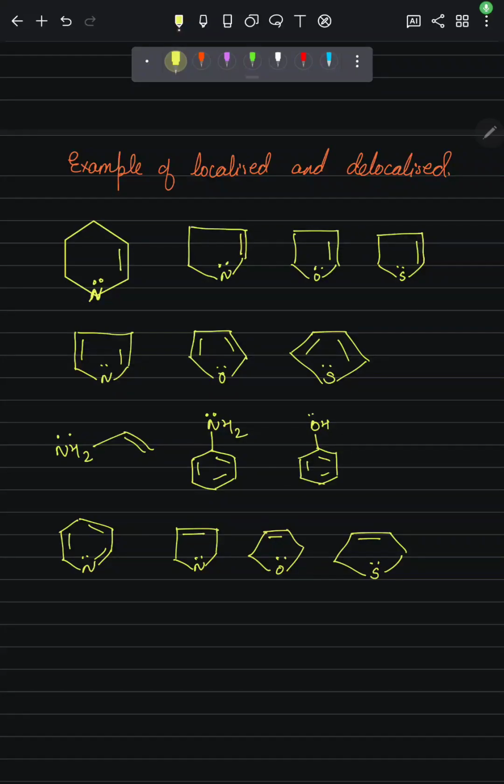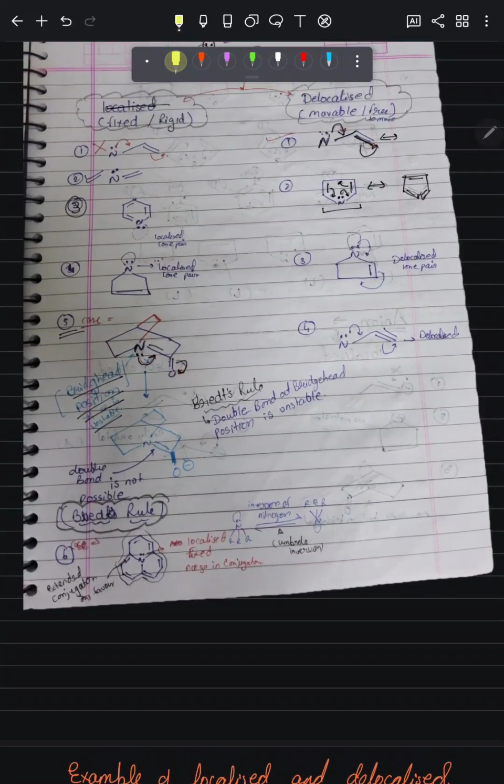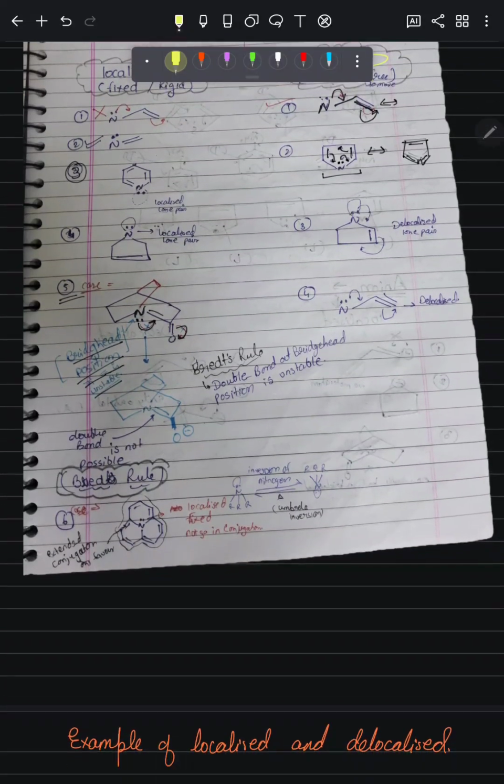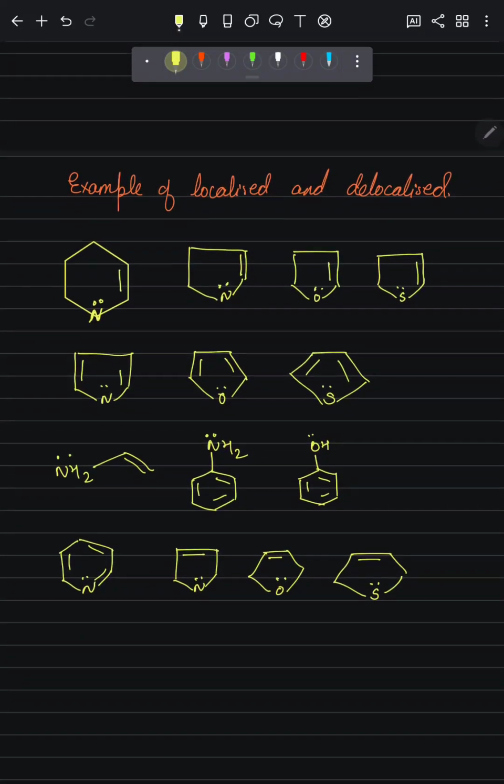GOC lecture. Now let's start our GOC lecture. According to this, let's discuss some examples. In the previous lecture we discussed what is localized and what is delocalized. Here are some examples.